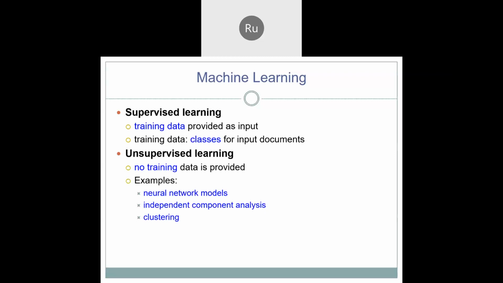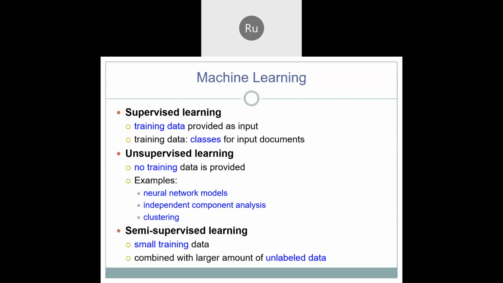When we compare with unsupervised learning, we do not have any label. So for that reason, we do not need to train the model. What we do is just measure the similarity between the documents, how similar or how dissimilar they are. Examples of methods that can be used are neural network models, independent component analysis, and clustering. In this lecture, we will cover clustering.